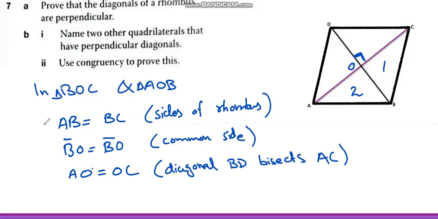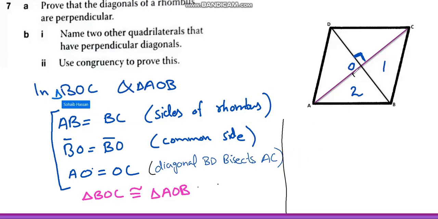So in these triangles, BOC and AOB, we have proved three pairs of corresponding sides equal. Means we can write that triangle BOC and triangle AOB are congruent. So after proving triangles 1 and 2 congruent, I can write that angle AOB and angle BOC should be equal because these are the corresponding angles of the congruent triangles.